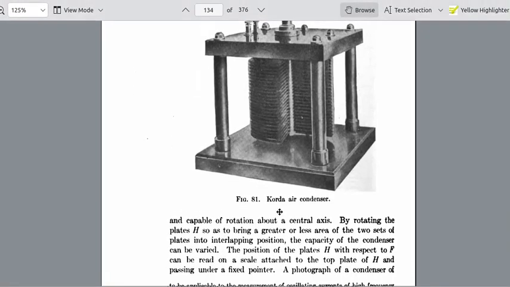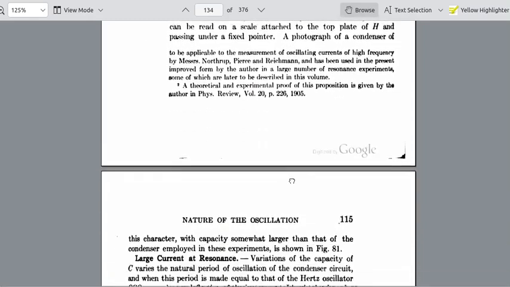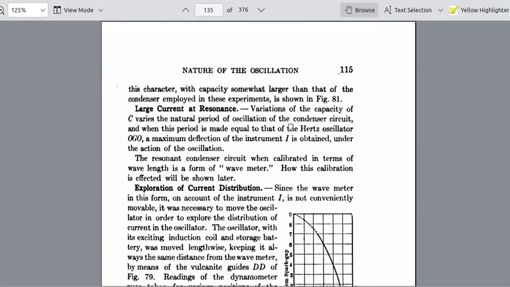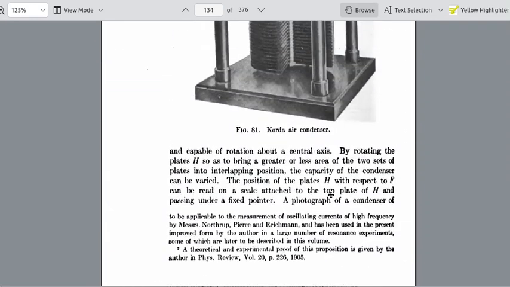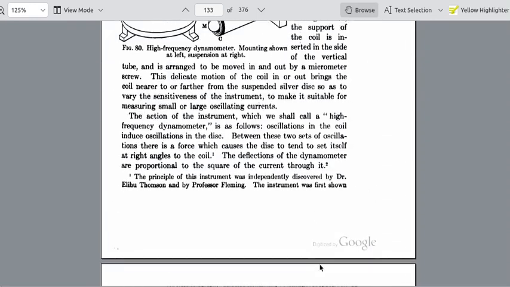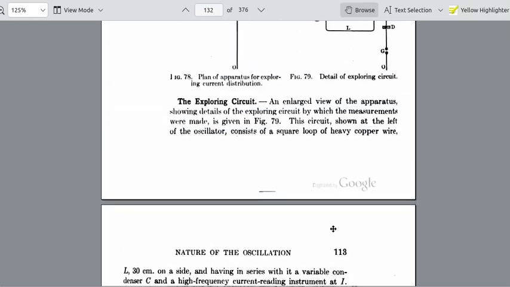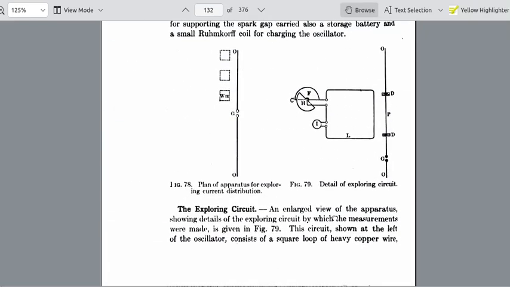Large current at resonance. Variations of the capacity of C vary the natural period of oscillation of the condenser circuit, and when this period is made equal to that of the Hertz oscillator OGO, a maximum deflection of the instrument I is obtained under the action of the oscillation. The resonant condenser circuit, when calibrated in terms of wavelength, is a form of wave meter. How this calibration is effected will be shown later.